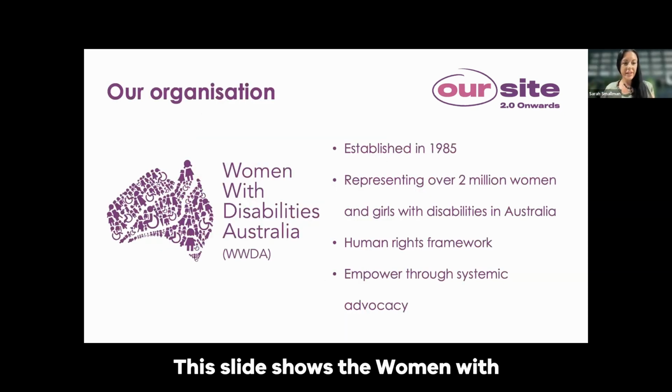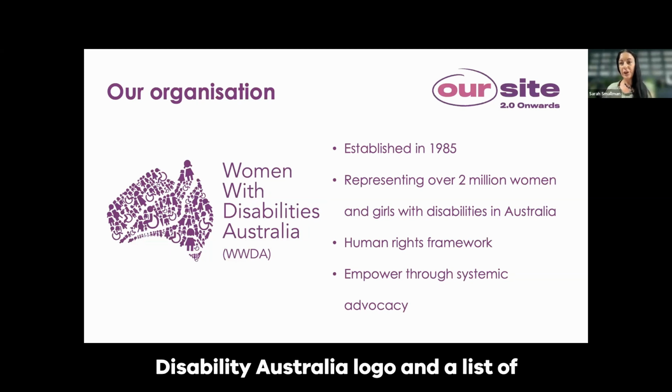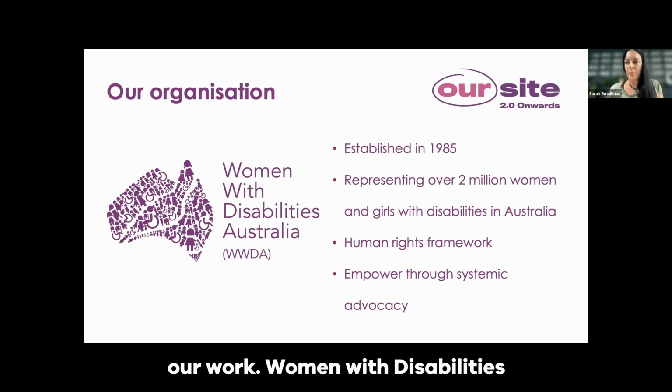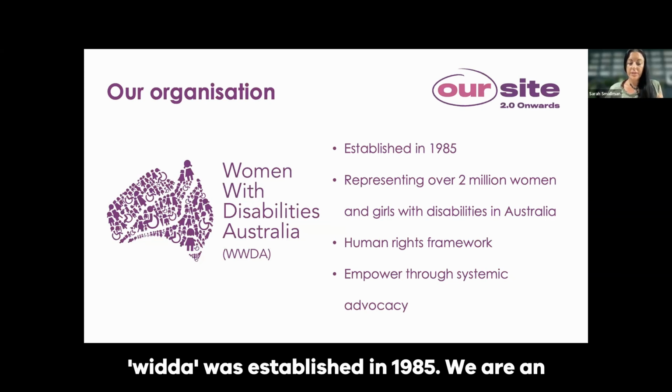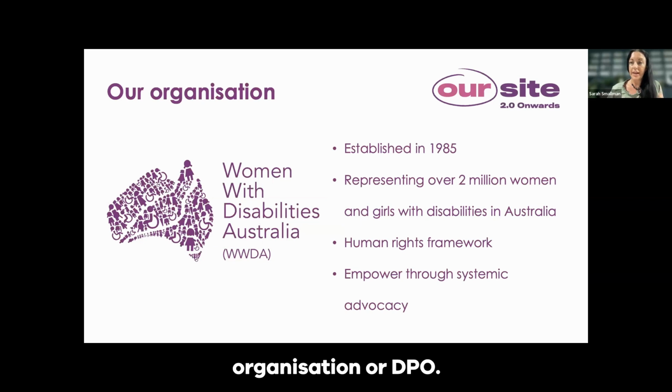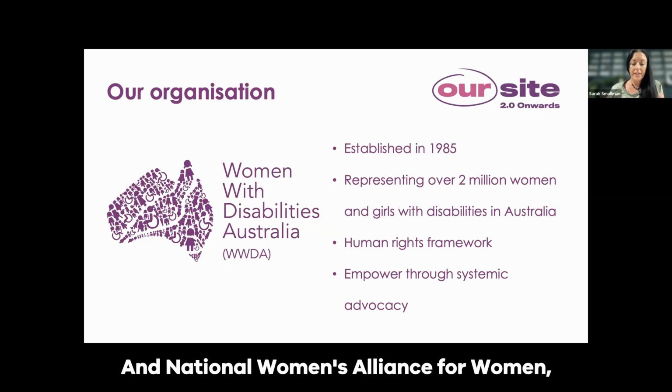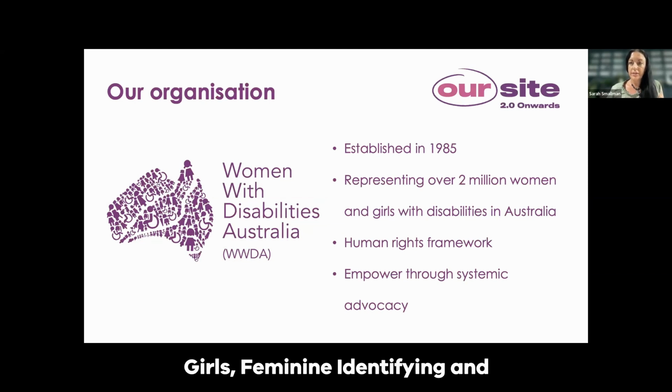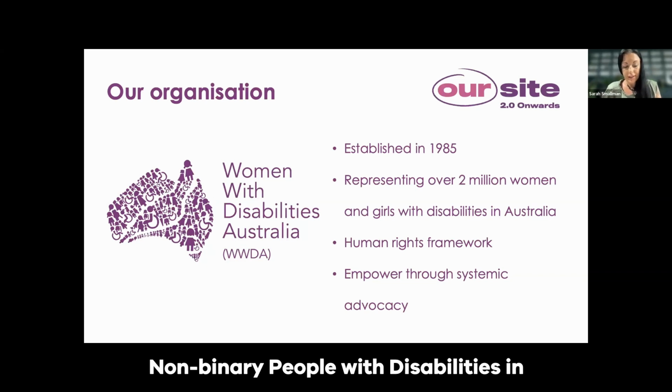This slide shows the Women with Disabilities Australia logo and a list of the main points that I will cover about our work. Women with Disabilities Australia, our acronym is pronounced WWDA, was established in 1985. We are an award-winning Australian Disabled Persons Organisation, or DPO, and National Women's Alliance for women, girls, feminine identifying, and non-binary people with disabilities in Australia.